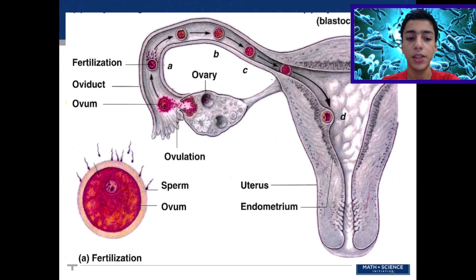As you can see in this image, we can spot the sperm, these tiny tadpole-looking organisms, trying to reach the ovum. As you can see, you can follow the progress down to the uterus.